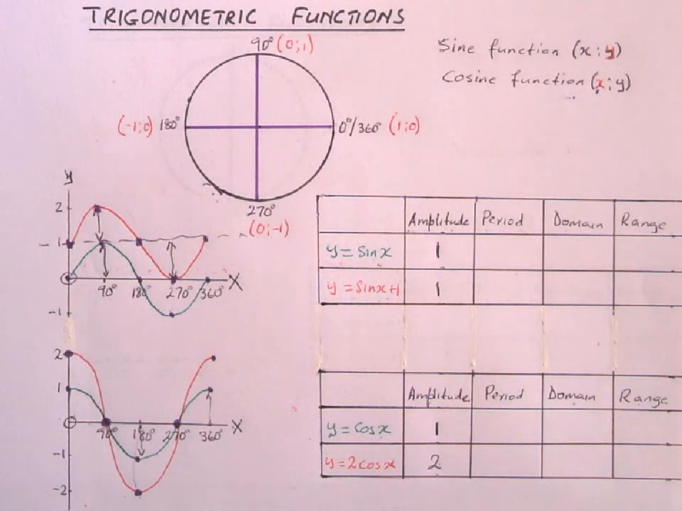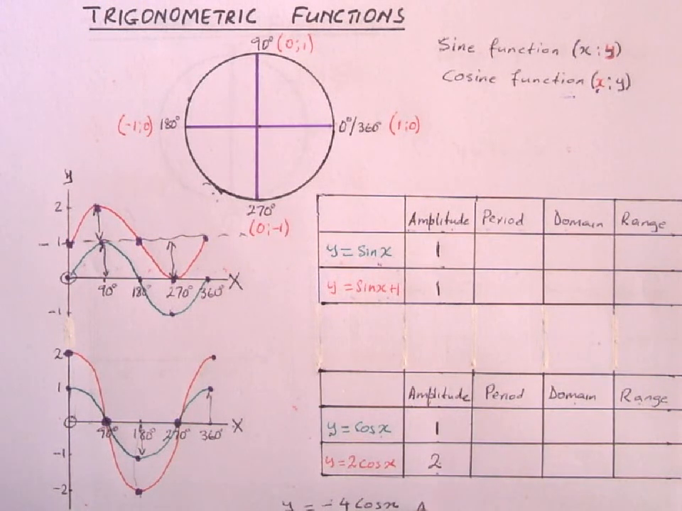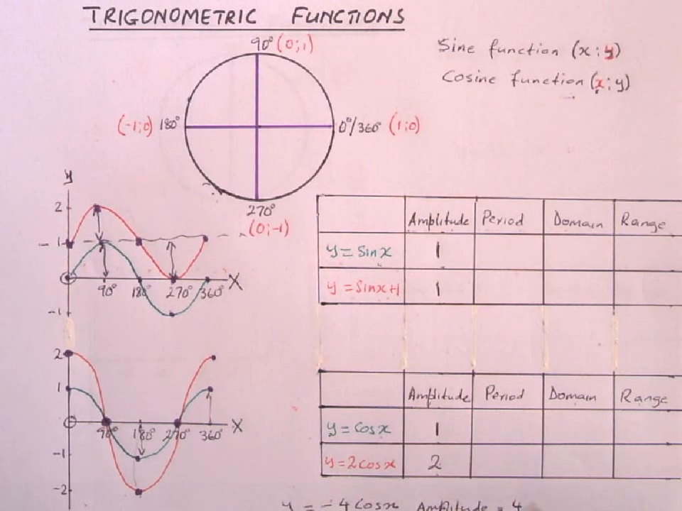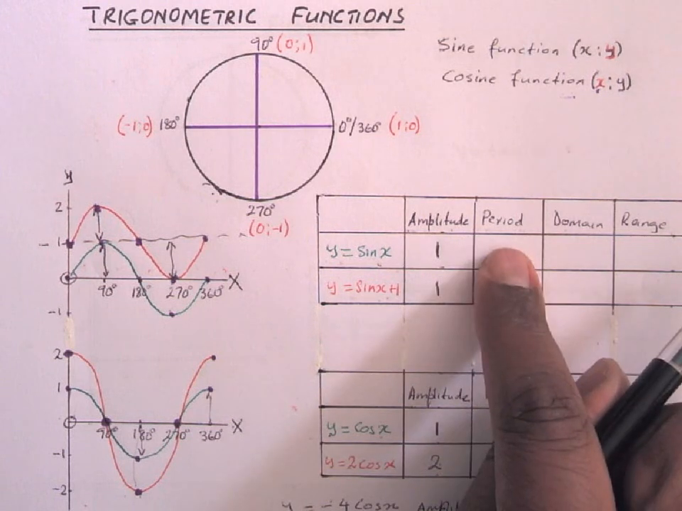Okay, so if I say, for instance, we had to draw the graph of y equals -4 cos x. The amplitude, note, is a distance. So the amplitude for this graph here will be 4, although I've got a -4 there in front. Okay, now let's continue. The period, what is the period?